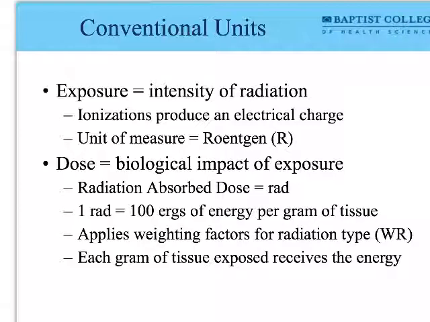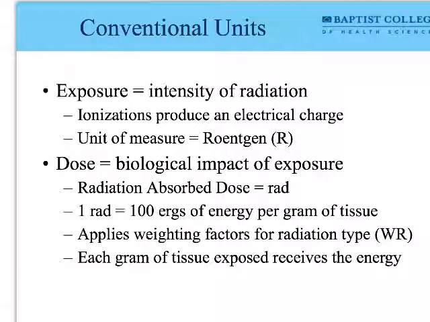These ionizations produce electrical charge, and then we can measure that electrical charge, and the unit of measure traditionally, conventionally, was the Roentgen, named after the discoverer of X-rays. That is different from dose. So exposure is just ionizations in air. Dose is what happens when those ionizations hit biological tissue. Okay? So we are not going to use those terms interchangeably. They are very scientifically specific terms.